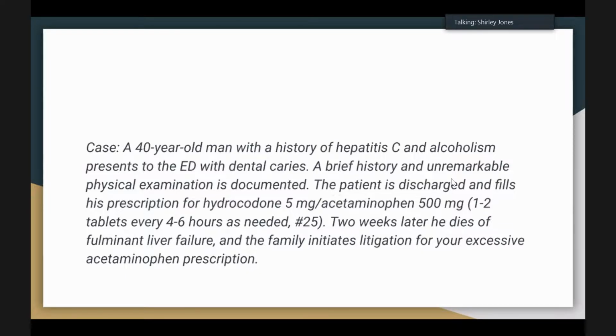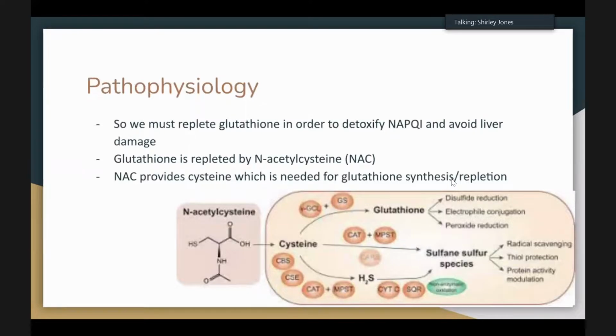So for example, this case: a 40-year-old man, history of hepatitis C and alcoholism, comes to the ED with dental caries. A brief history and unremarkable physical exam is documented. The patient is discharged and fills his prescription for hydrocodone acetaminophen. And 2 weeks later, he dies of fulminant liver failure, and the family initiates litigation for your excessive acetaminophen prescription. So definitely keep this in mind.